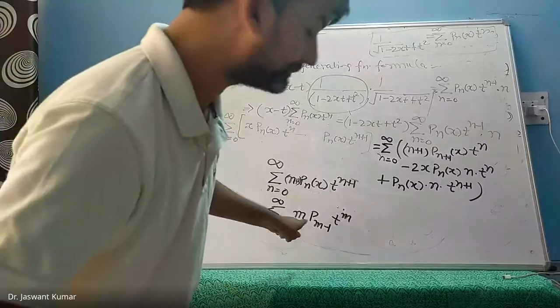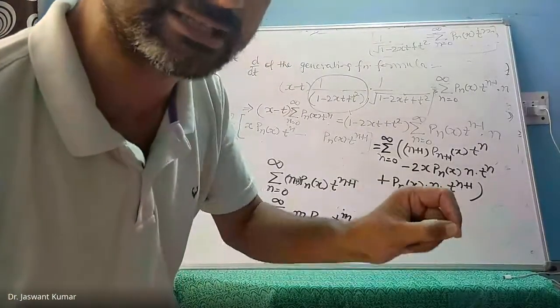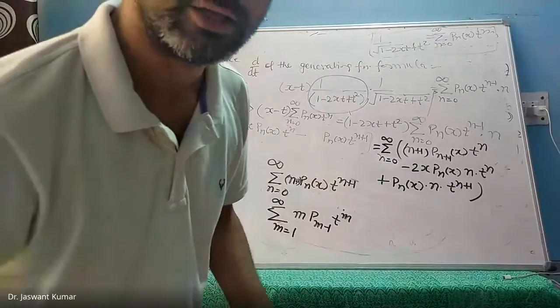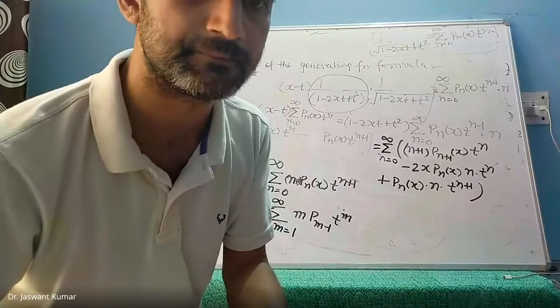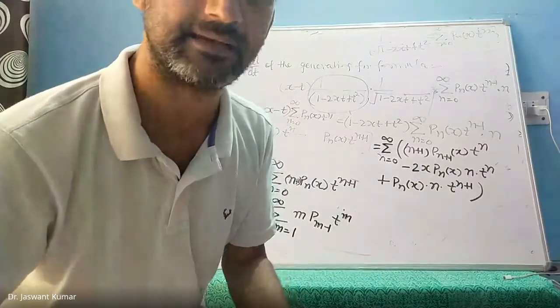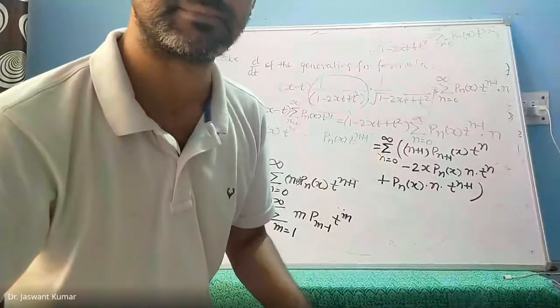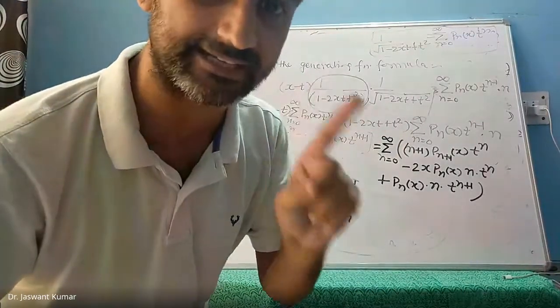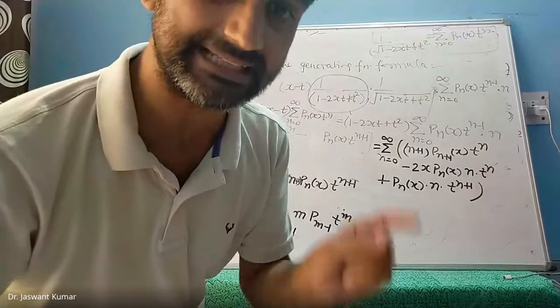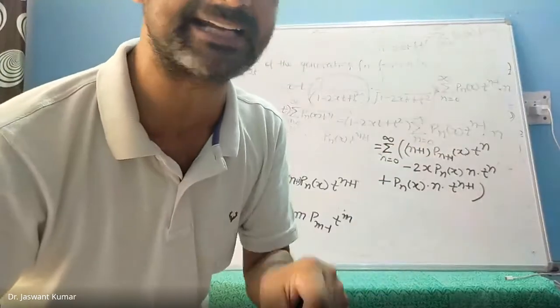Because m is the multiplying factor. When m is equal to 0, the first term will be 0. So in an infinite series, some 0 can be added without affecting the series. And the 0 is the first term. Look, when your m was equal to 1, you are right. The series should have started from m equal to 1. But in that series, m is the multiplying factor.